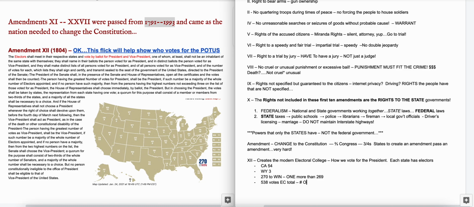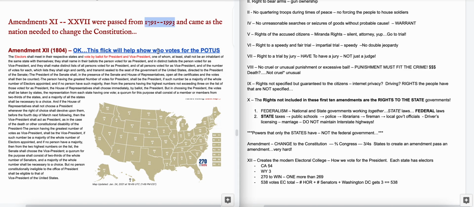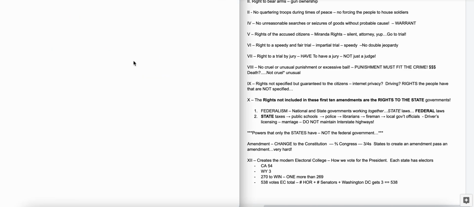Remember, it's the number of House of Reps people plus the number of senators, which means there's 2 for each state, plus Washington, D.C. gets 3 electors. Therefore, there are 538 votes. Just to give you that. If you want, you can watch this little video. Remember, it takes you right here.